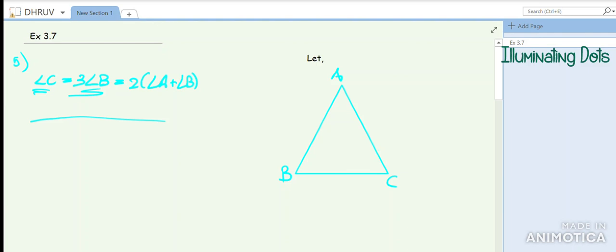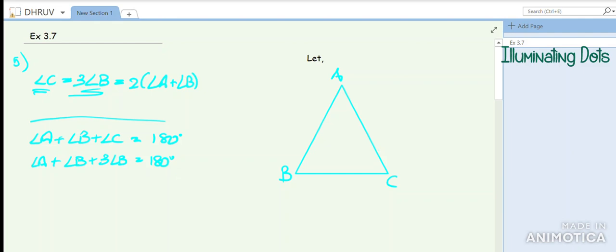So we know that angle A plus angle B plus angle C is equal to 180 degrees. That is the angle sum property of a triangle. Now we have been given that angle C is equal to 3 times angle B. So we will just substitute it here. Angle A plus angle B plus 3 angle B is equal to 180 degrees.